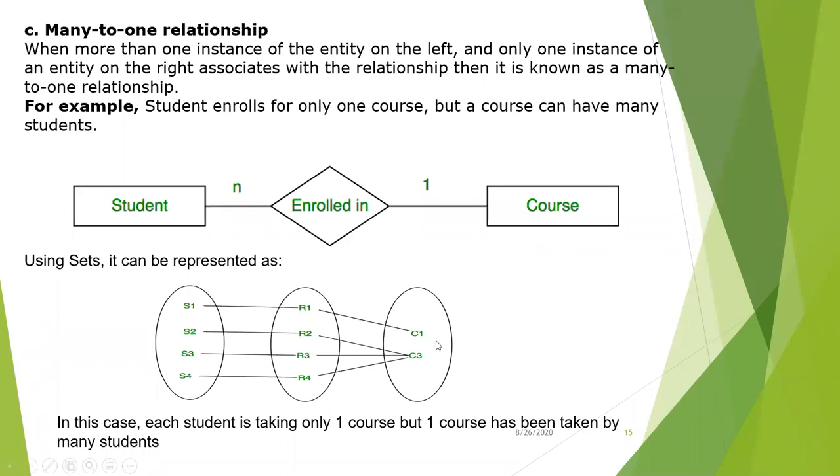In the example, here student 2, student 3, student 4 are 3 students. They are selecting course 3, and here course 3 is only one course, and this course is selected by many students. Okay, so this represents a many to one relationship. So I hope you understand.